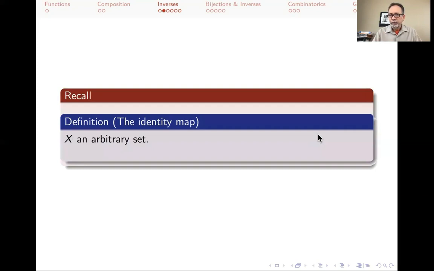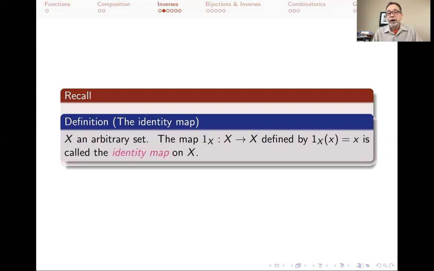To define it more formally, recall what the identity map is. Our functions aren't necessarily from reals to reals, and they don't necessarily have formulas attached to them. We're thinking of a function as a rule that sends elements of the domain to the codomain. They don't have to be about numbers. So x is an arbitrary set, any set you like, and the map that goes from x to itself and sends everything to itself, a very boring map, the map that doesn't really do anything, is called the identity map. The identity map on x.